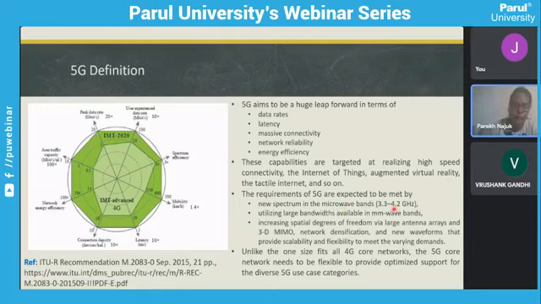Okay, that is 3.3 to 4.2 gigahertz. So for the 5G, they have given the spectrum range, below 6 gigahertz and above 6 gigahertz. They have divided it like that too. Okay, we will see in the next slide.